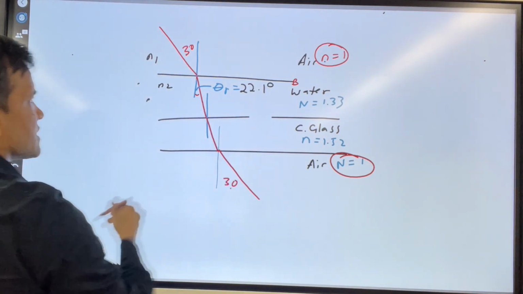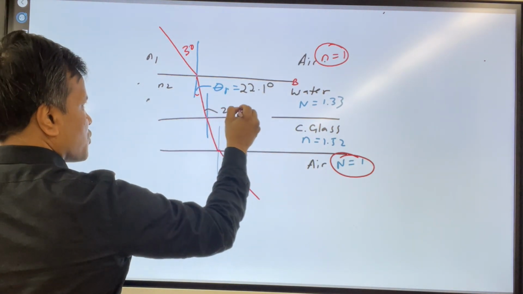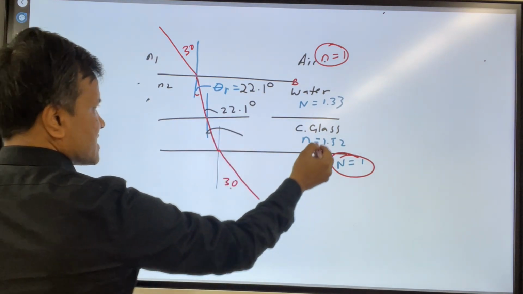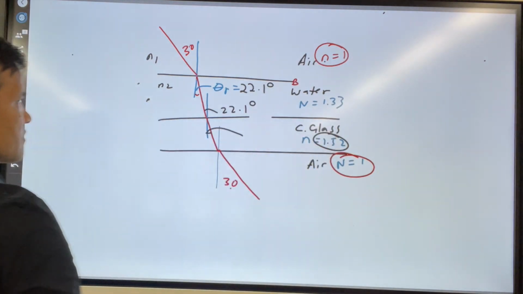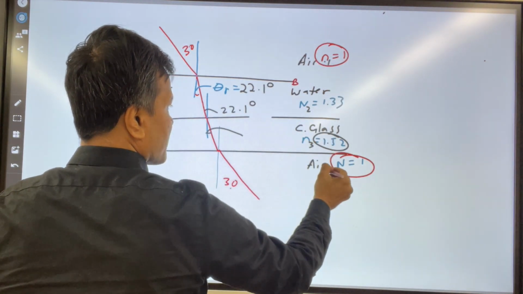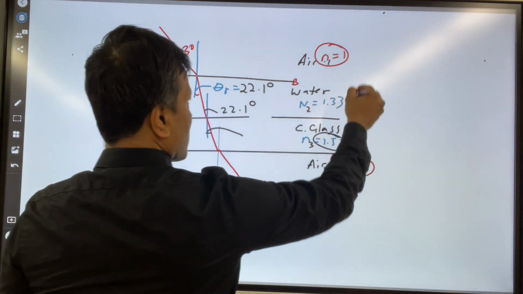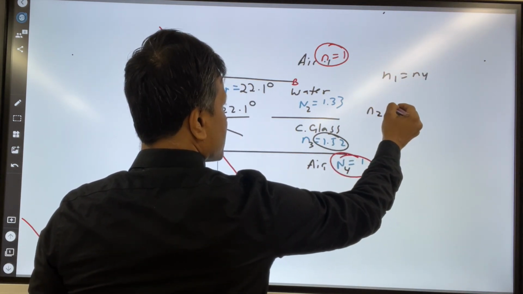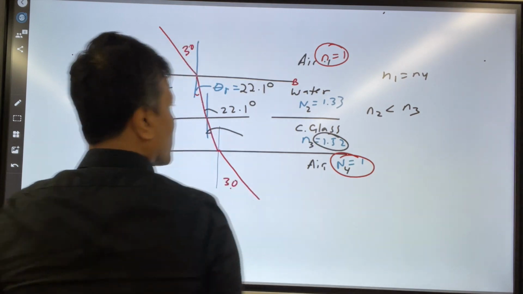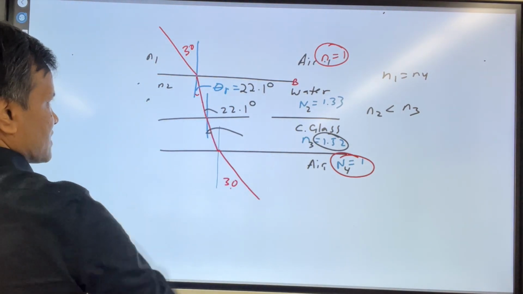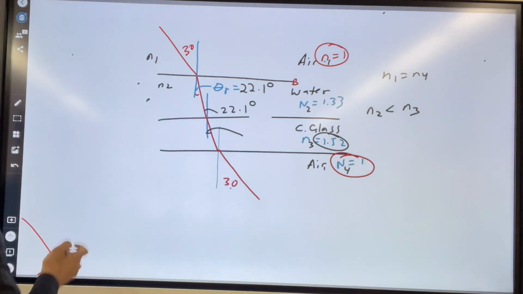So the light is entering over here with 22.1 degrees, and this one must be smaller, right? Why? Because this index is bigger than this one, right? n1, n2, n3, and n4. So n1 is equal to n4. n2 is smaller than n3. Okay. All right, so this one has to be smaller than 22.1. How much smaller? We'll find out.